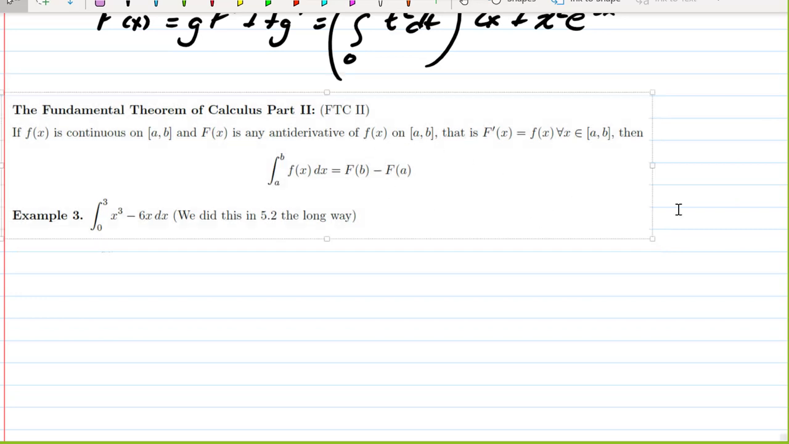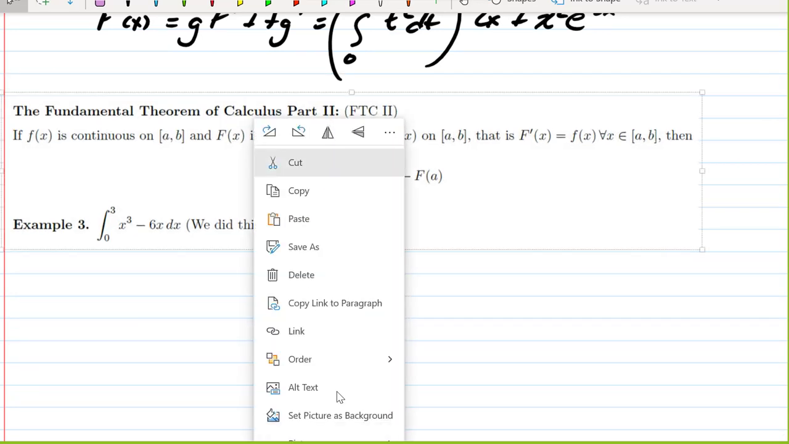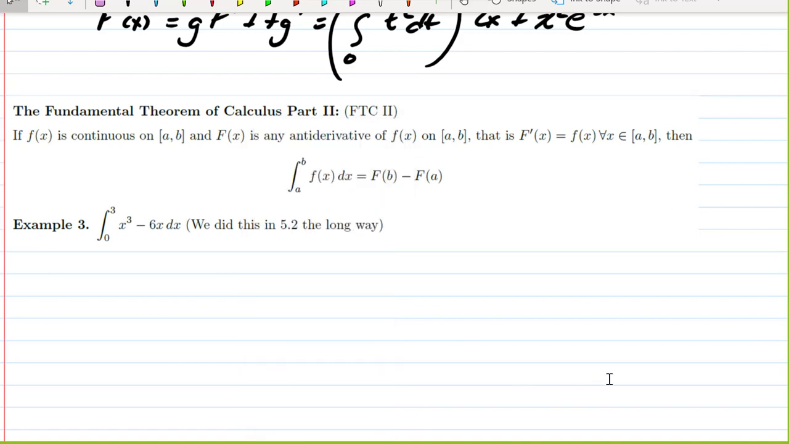So the fundamental theorem of calculus part 2 says if f of x is continuous on the interval [a, b] and capital F of x is any antiderivative of f of x on [a, b], so that is capital F prime of x equals f of x, then the integral from a to b of f of x dx is equal to capital F of b minus capital F of a.